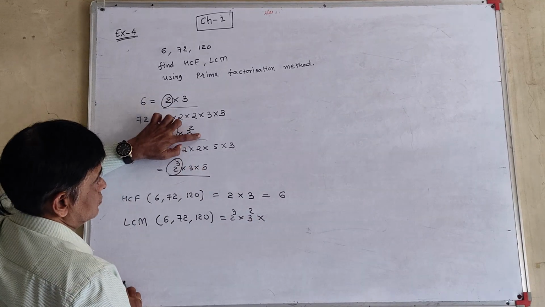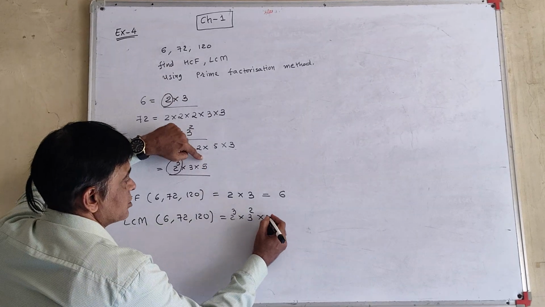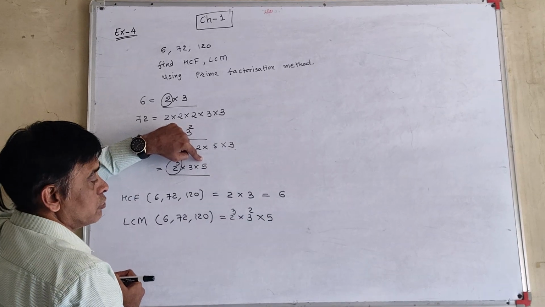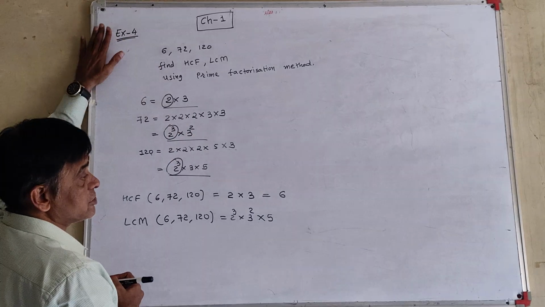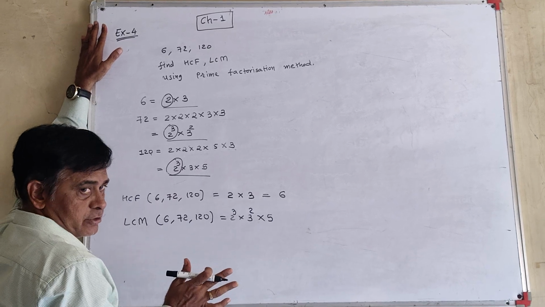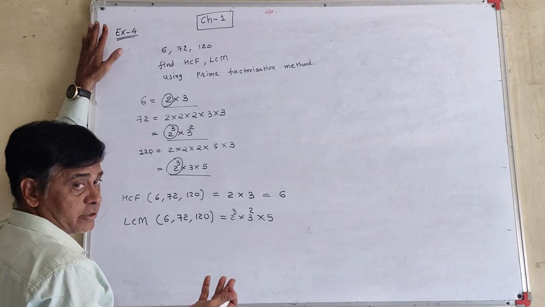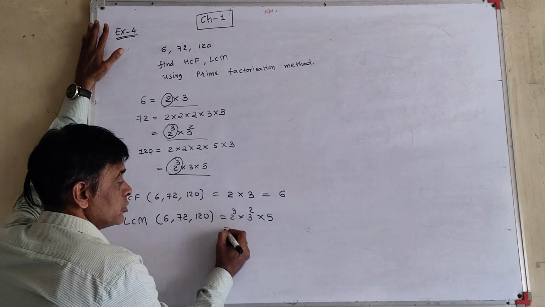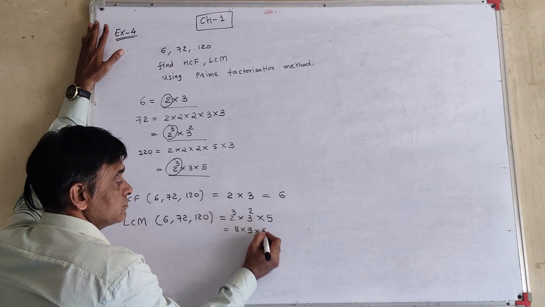5 is not in the others, but the highest power of 5 is 1. So 5 is not common, but still we have to take it in LCM. So in LCM we will take all the factors, common factors as well as uncommon factors, both will be included in LCM. So 2 raised to 3 is 8, 3 square is 9, and 5.